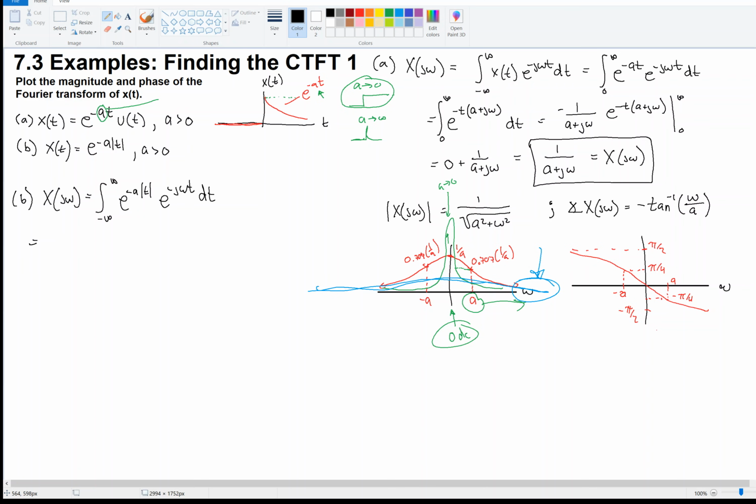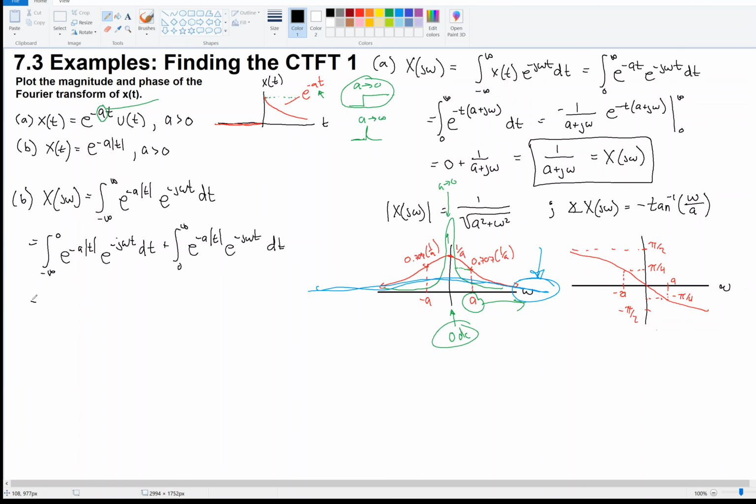And feel free to pause the video if you want to think about it. The answer is that we have to break this up into two integrals. Minus infinity to 0 of e to the negative a absolute value of t e to the minus j omega t dt, plus 0 to infinity of e to the negative a absolute value of t e to the minus j omega t dt.